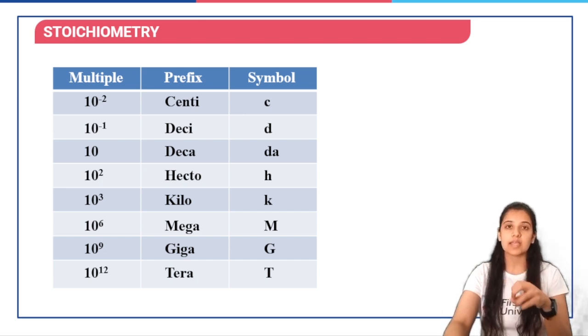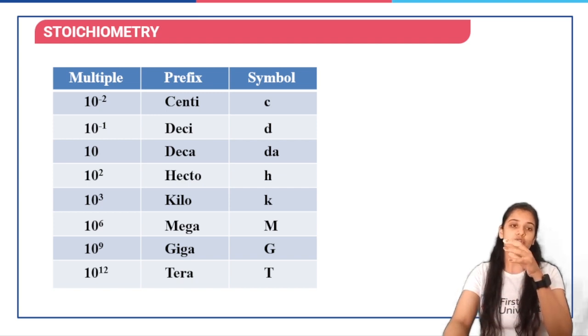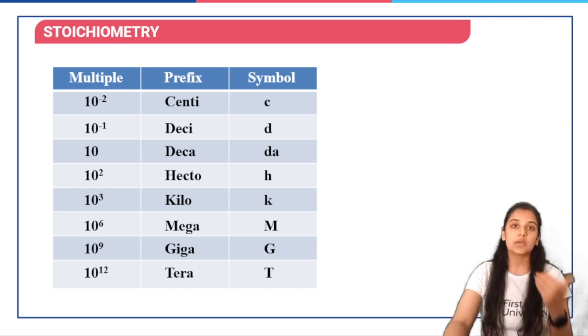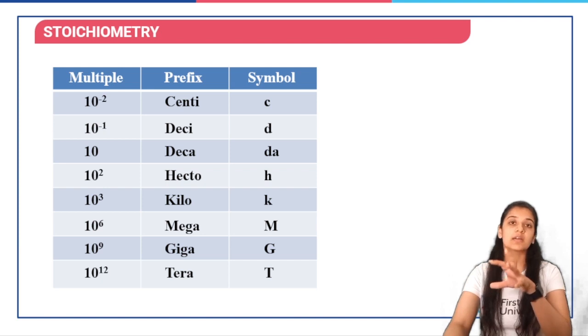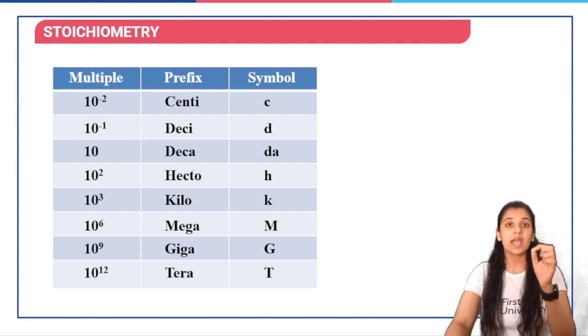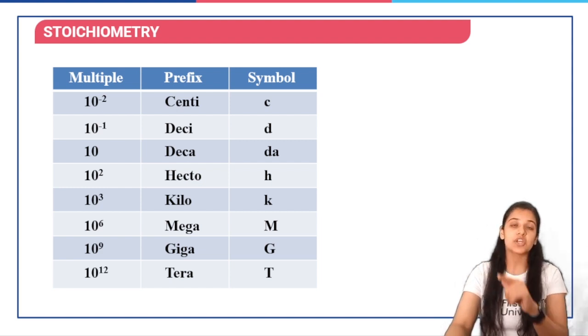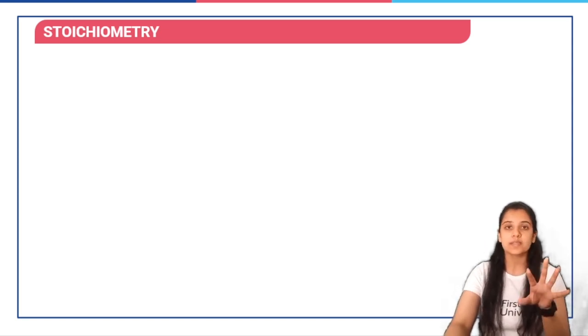So say you get the answer as 3.68 into 10 raised to power 6 watts. Okay, and the question contains answers as 3.68 megawatts, 3.68 gigawatts, 3.68 terawatts. So for that, if you're getting 10 raised to power 6, if you know that 10 raised to power 6 means mega, then only you will be able to take the correct option. So that is where the importance of these terms lies. So this was important, okay?